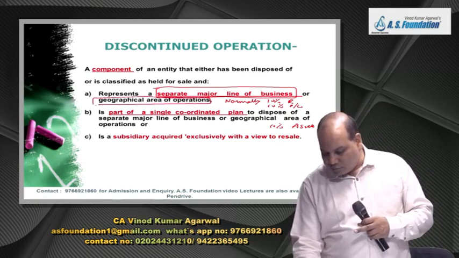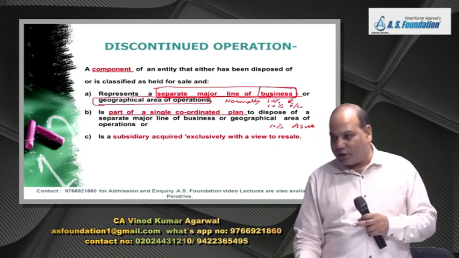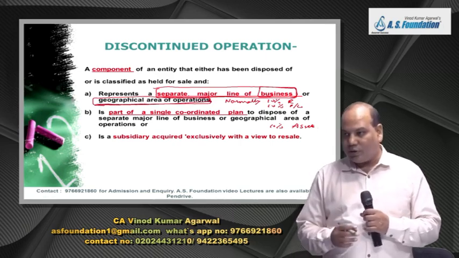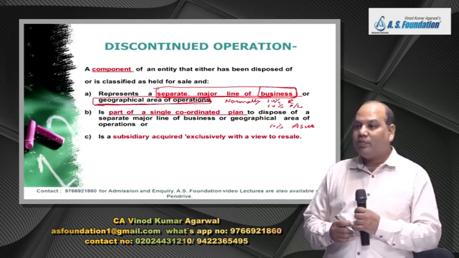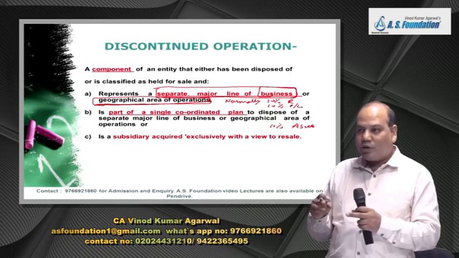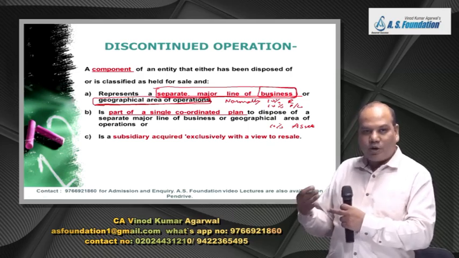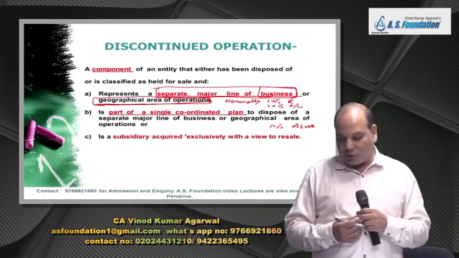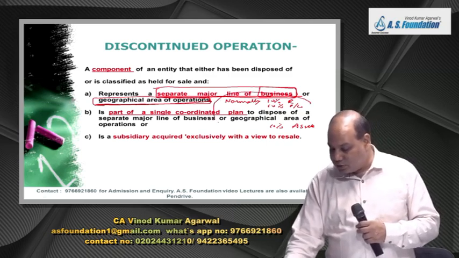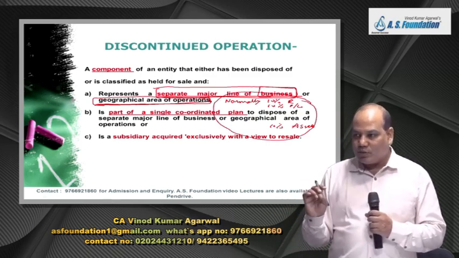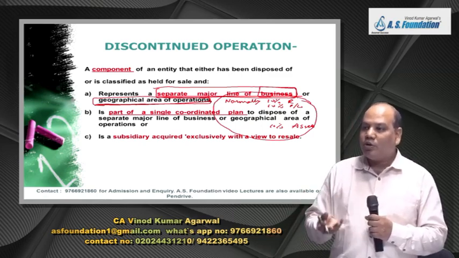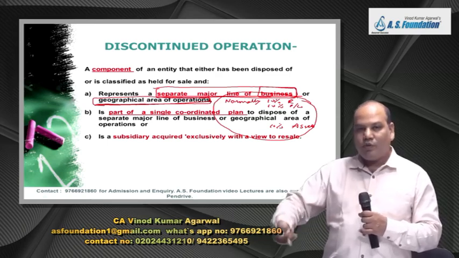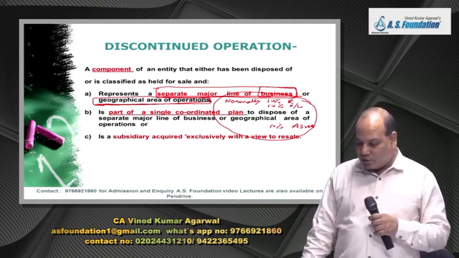For some entities, product is important, that is business, and for some entities the location is important. So depending upon whether the business is more product driven or customer driven, it can be a separate major line of business or geographical location. 10% is the normal situation, but suppose it is 9%, still you can call it a major line of business. So some degree of subjectivity is involved here in deciding whether it is a major line of business or not.